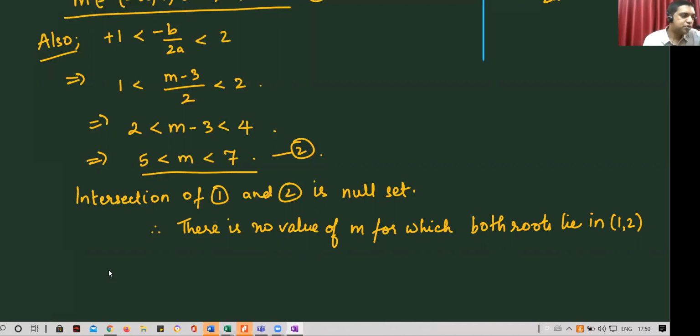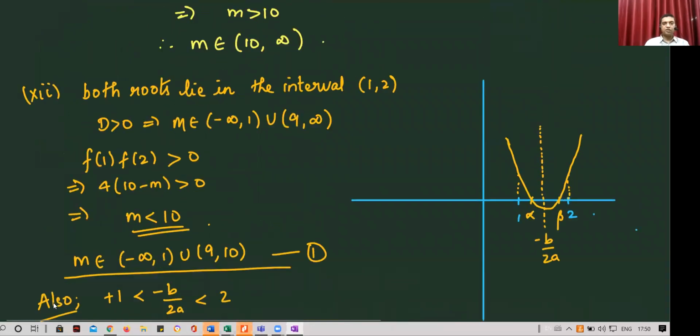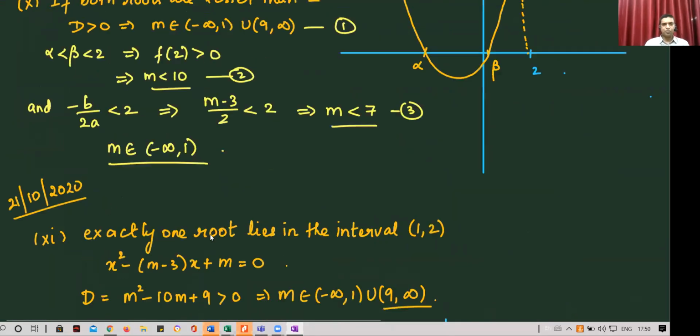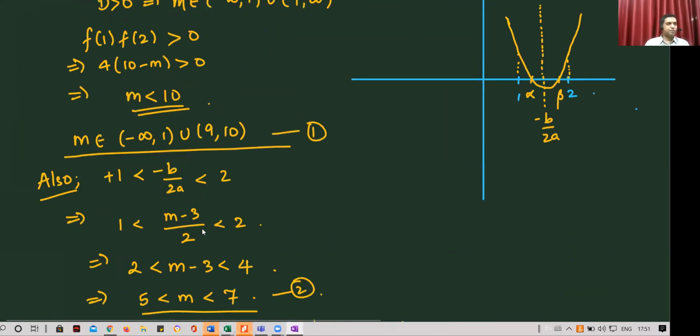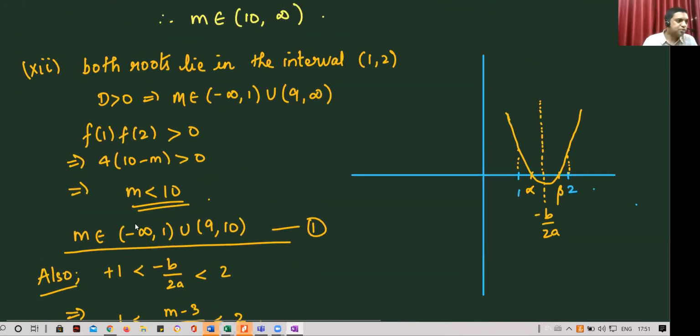All right, most of the cases have completed. One case, both roots are greater than 2. Both roots are lesser than 2. So all cases are over. Okay, one or two exceptions may be there. So this is how we solve problems like this. All right.